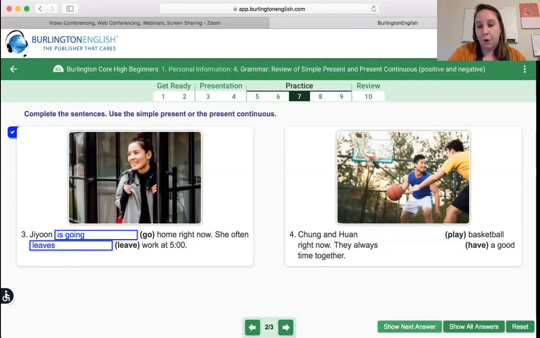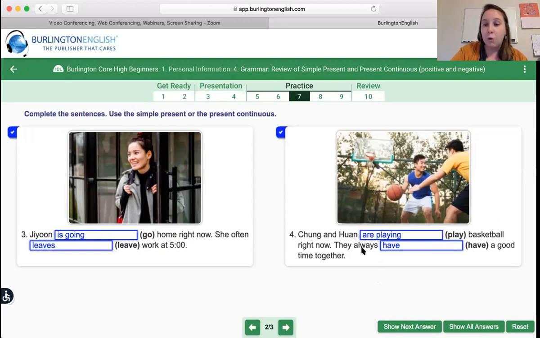And then number 4, Chung and Juan are playing basketball right now. They always have a good time together. Okay, good. If you feel like you need some more practice or you don't understand, you can rewind this video and watch it again. If there's any questions you have, you can also just ask me.